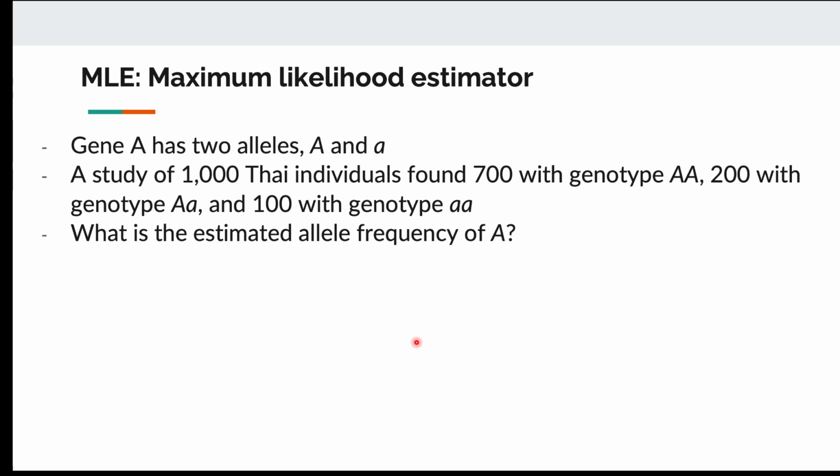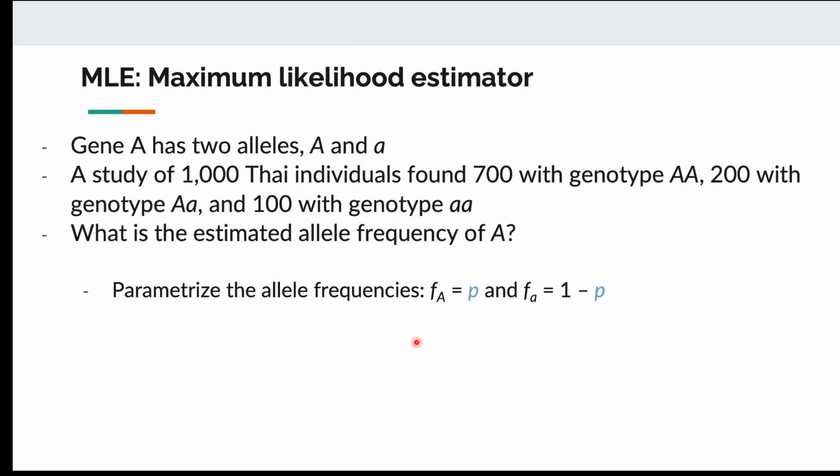Okay, so let's try to reproduce the answer that we got with no thinking at all, 0.8, with the maximum likelihood principle. So we parameterize: we define the parameter, small p, to be the frequency of the capital A allele. So for small a, it's going to be 1 minus p. So if this is the allele frequency, we know the probability of selecting a Thai person with capital A would be p squared. To get heterozygous would be 2 times p times 1 minus p. And then small a is 1 minus p squared. So we know this from genetics.